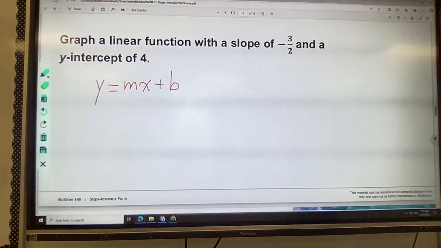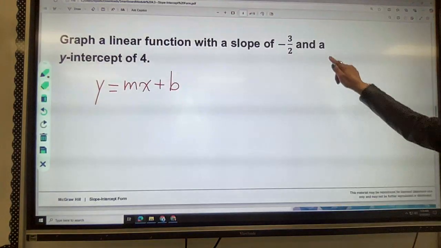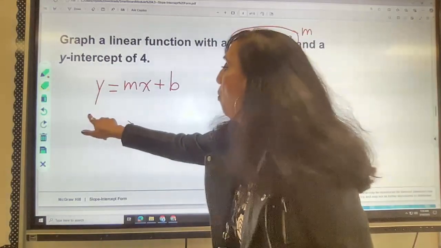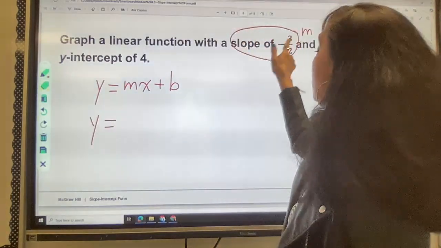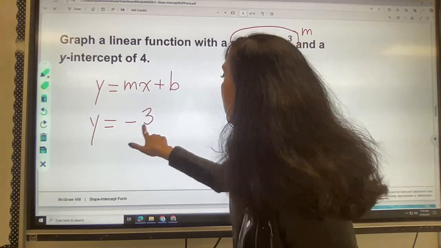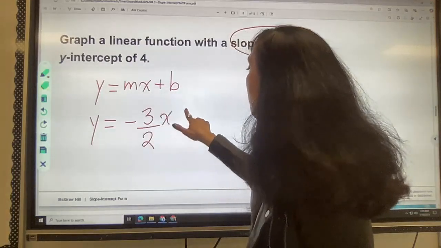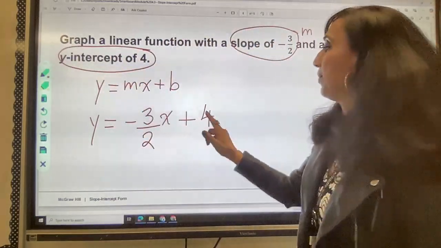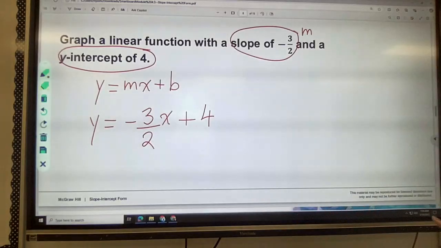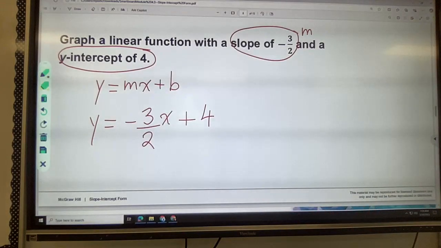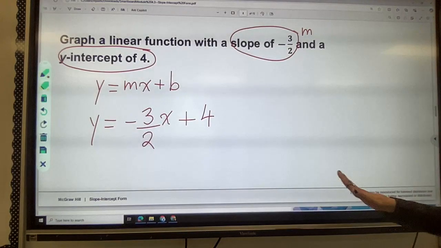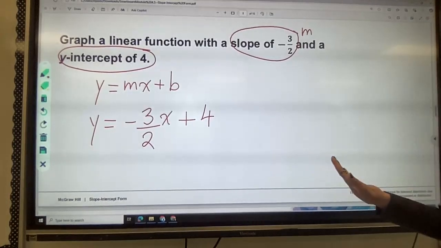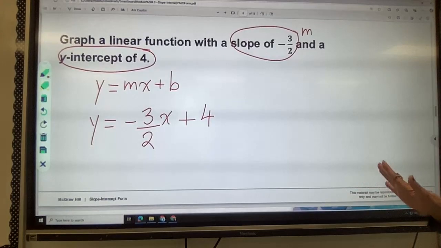Now, let's look at what m is. And this is my m, right? So y is equal to -3/2x plus my y-intercept, which is 4. So now I've written it out in the slope-intercept form. So now we are going to go ahead and graph this.